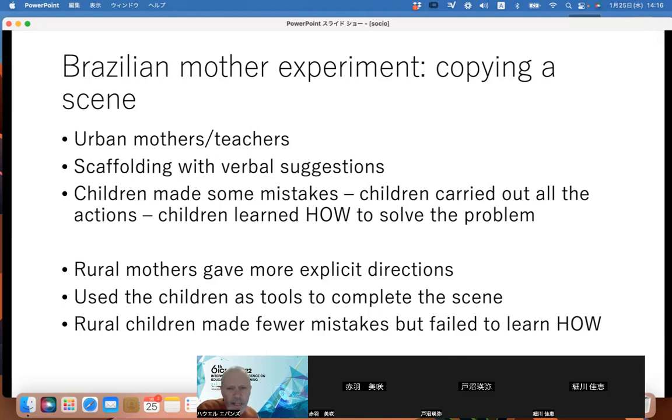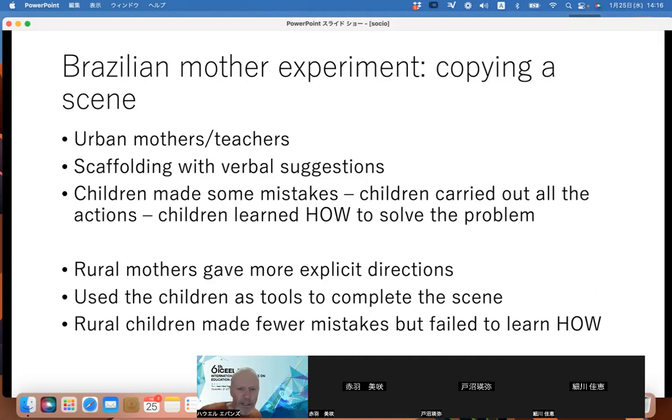Kai, any idea? No idea? Sorry, I have no idea.